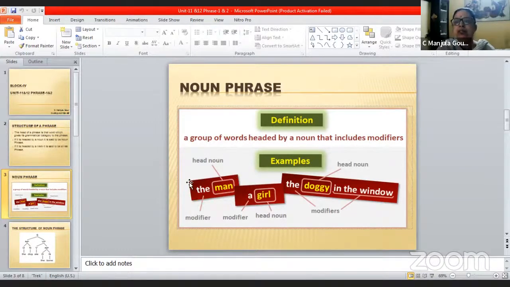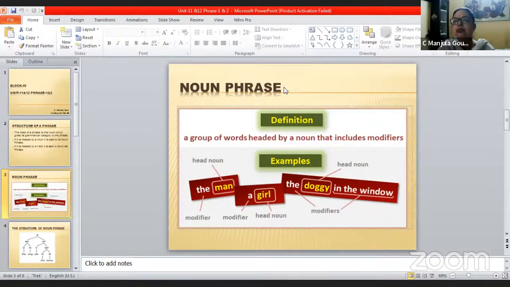So when we look at this, the man, this is a phrase again. A girl is also a phrase. The doggy in the window is also a phrase here. So when we look at the man, a girl, the doggy in the window, look at this particular word, the man. When you look at this, the man is the head noun. So this is called the head of a phrase. Some examples are also given in your textbook, which are very easy for you all to understand. If you look at 11.5, page number 177, you have the noun phrases there.